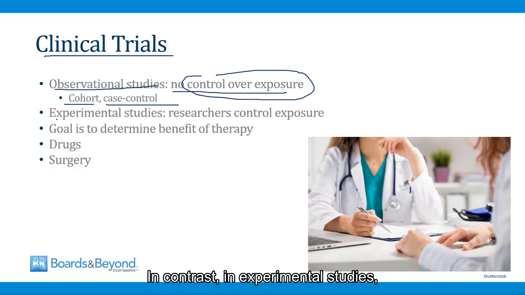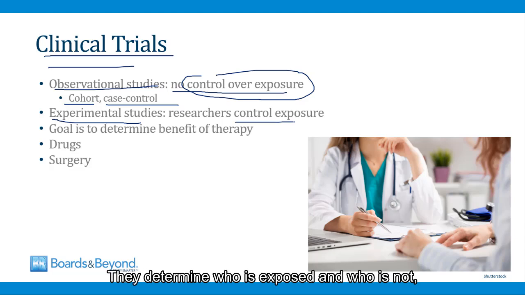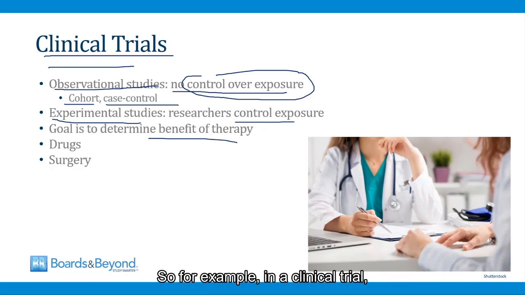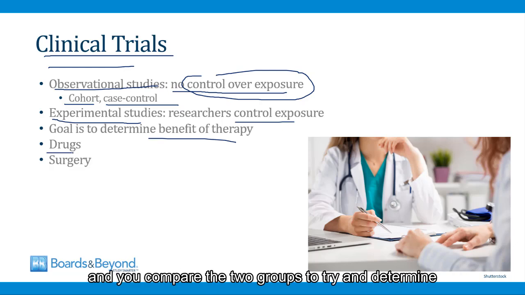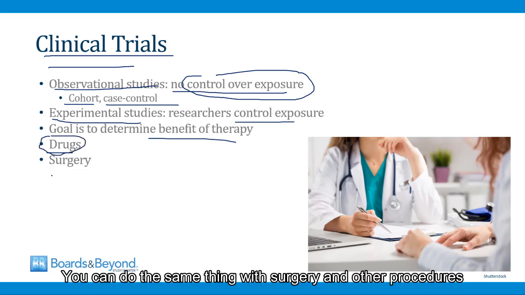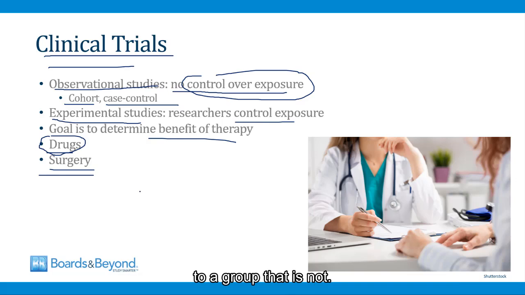In contrast, in experimental studies like clinical trials, researchers control exposure. They determine who is exposed and who is not. And the goal is usually to determine the benefit of therapy. So for example, in a clinical trial, some patients might be exposed to drugs and some might not, and you compare the two groups to try and determine if the drug is beneficial. You can do the same thing with surgery and other procedures in medicine. Compare a group that's exposed to the surgery to a group that is not.